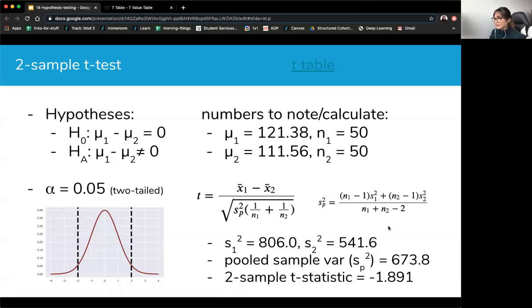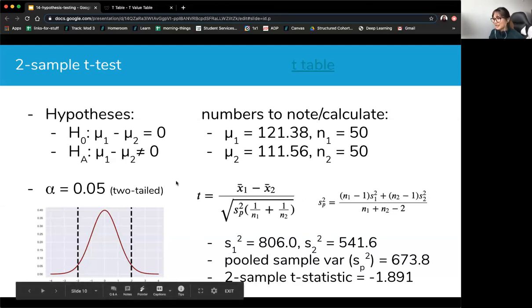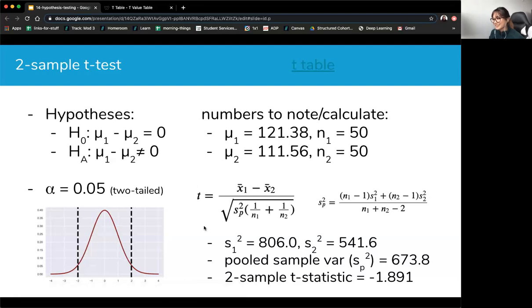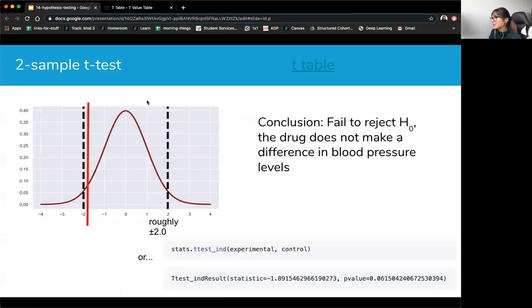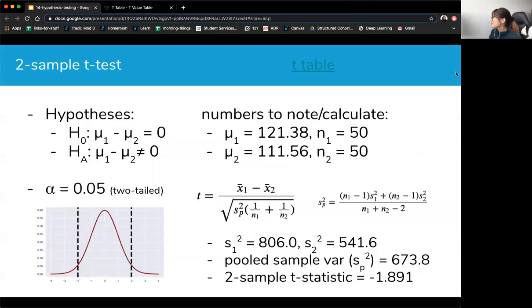So, numbers to calculate. This is actually how we calculate our T statistic. I think I mentioned yesterday that with more complicated tests, our T statistics get more and more complicated. So this is the formula. Good news is you never have to remember it or use it because there is a library in Python that does it for you. But the numbers that we have and that we will calculate: first, over here, we have our sample info.